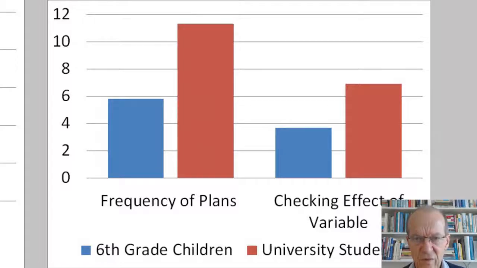And so these thinking aloud protocols were collected and analyzed, so we could, in fact, identify the number of plans the participants made, and also the extent to which they checked the effects of manipulating variables. And here again you see the difference between university students and sixth grade students. But interestingly, the sixth graders actually made quite a considerable amount of plans. So they more or less were half successful compared with the university students.